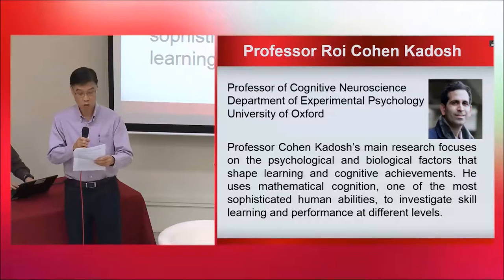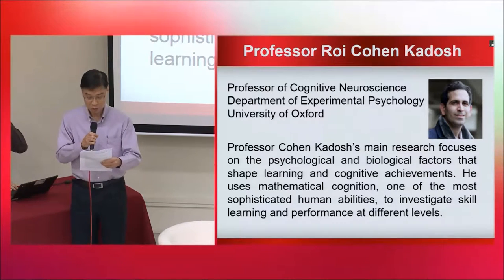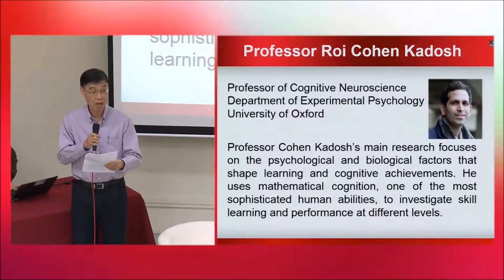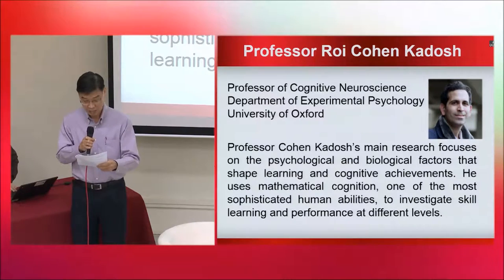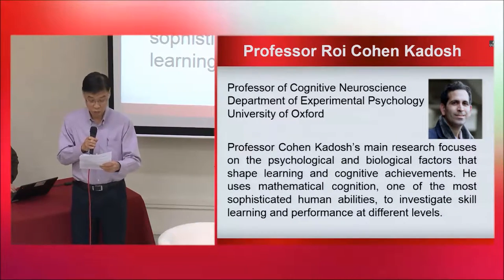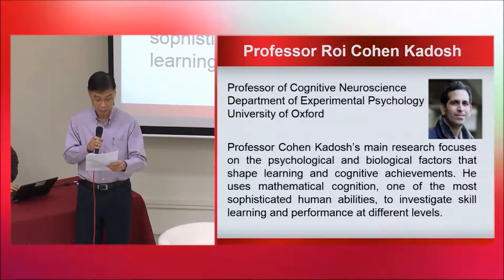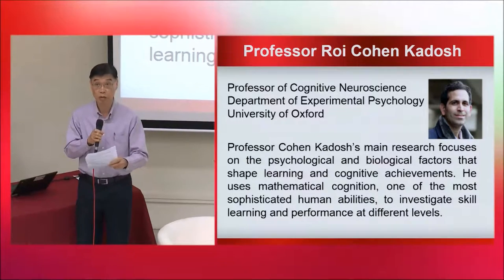So let me introduce the next speaker. That's Professor Roy Cohen Kadosh. He's Professor of Cognitive Neuroscience at the University of Oxford. His main research interest is on the psychological and biological factors that shape learning and cognitive achievements. We focus on mathematical cognition and executive functions.